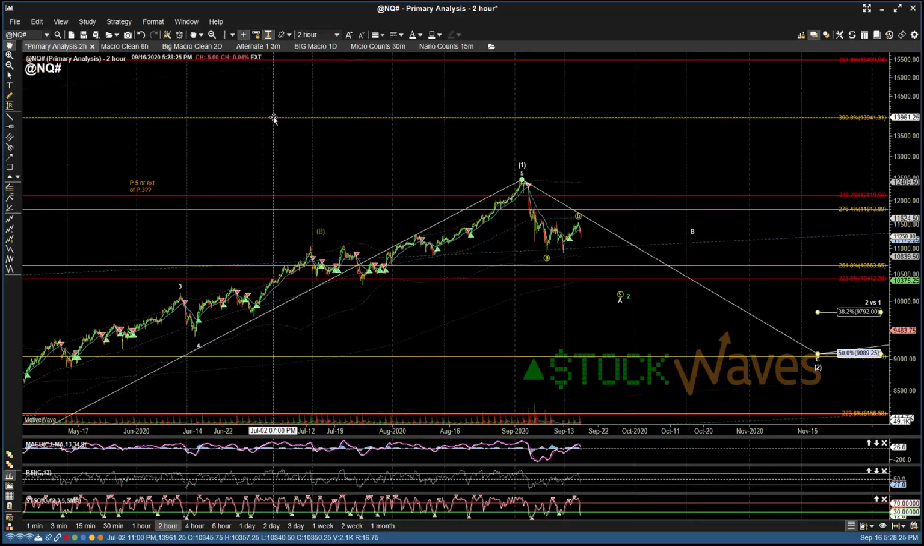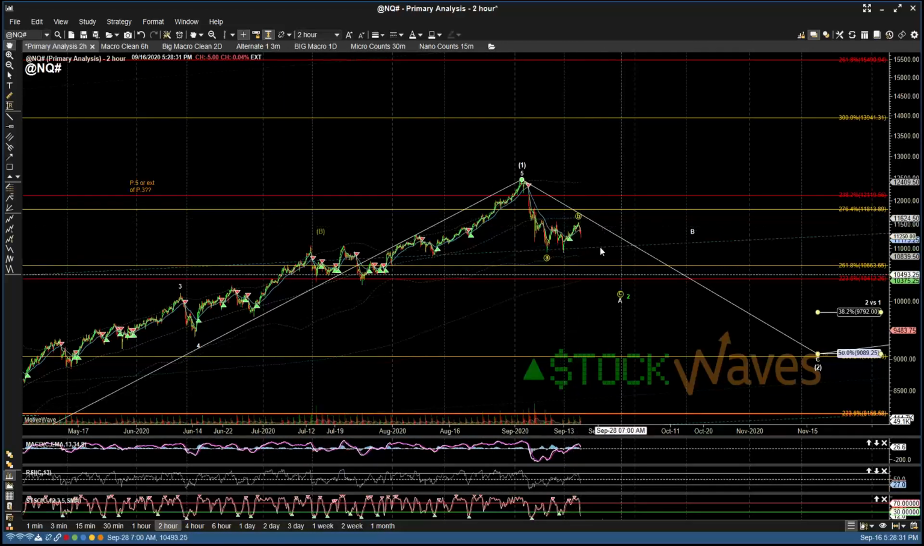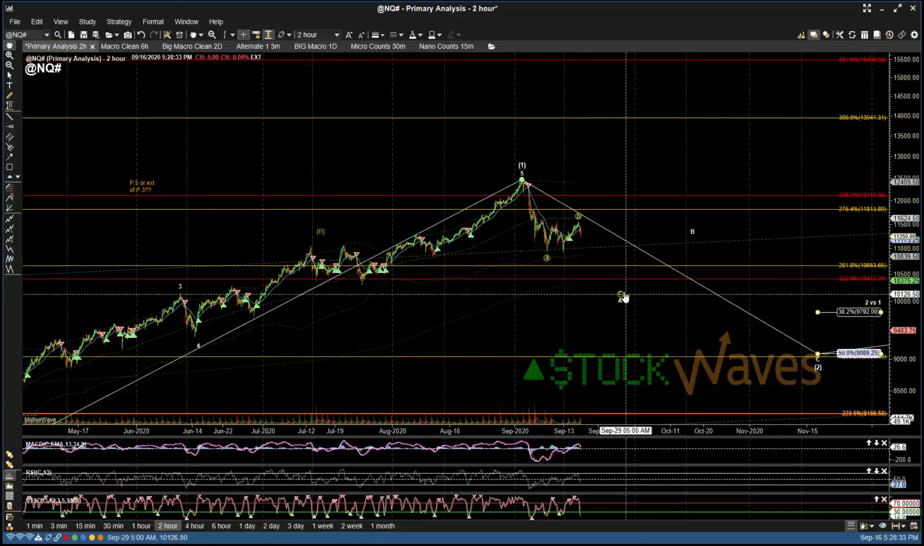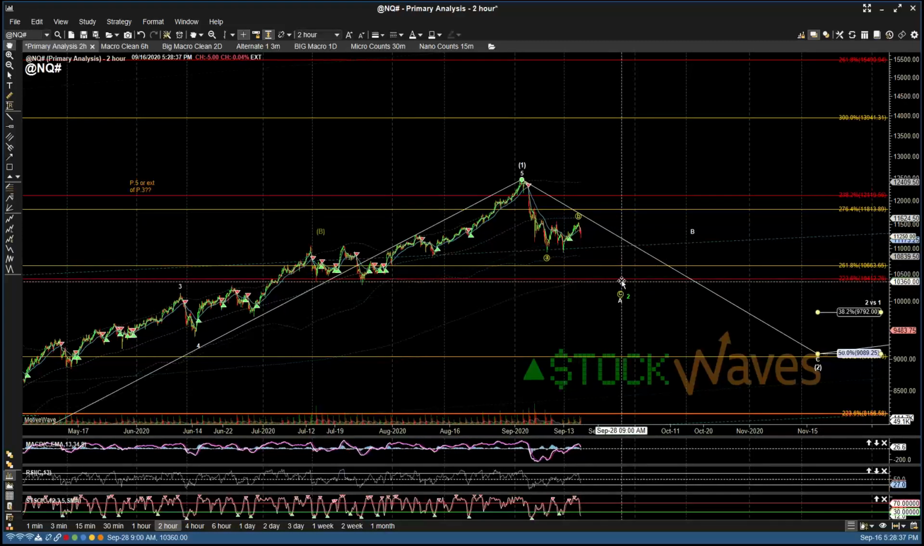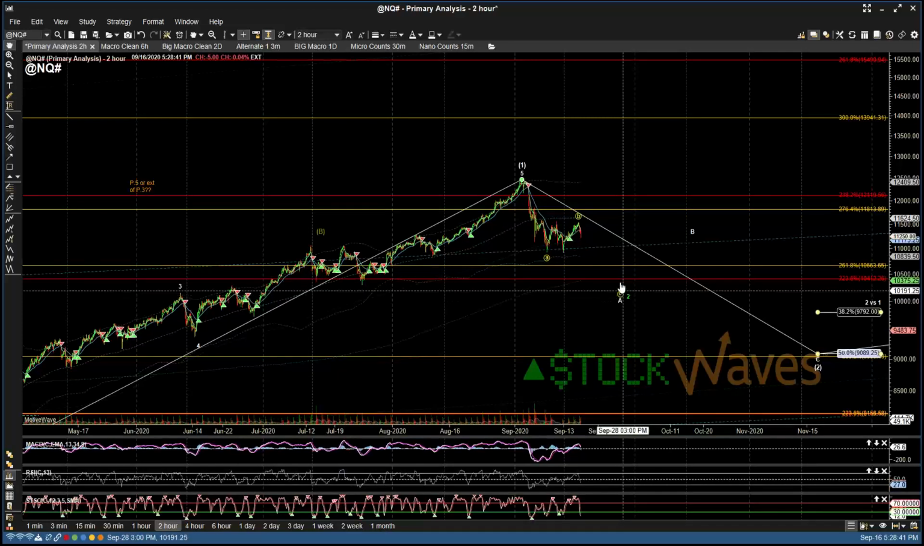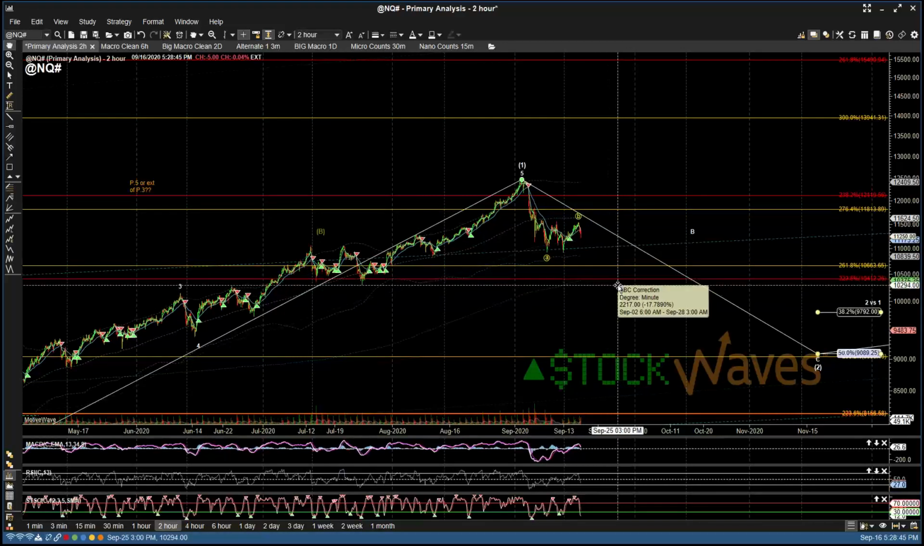Zach, are we still looking to test the 2900 region in the C wave on the S&P? So I think first, the most immediate move that I see, similar to what we're looking at here on the Nasdaq chart, ideally is targeting the 10,500 to 10,000 level. On the S&P, that's the low 3100s.